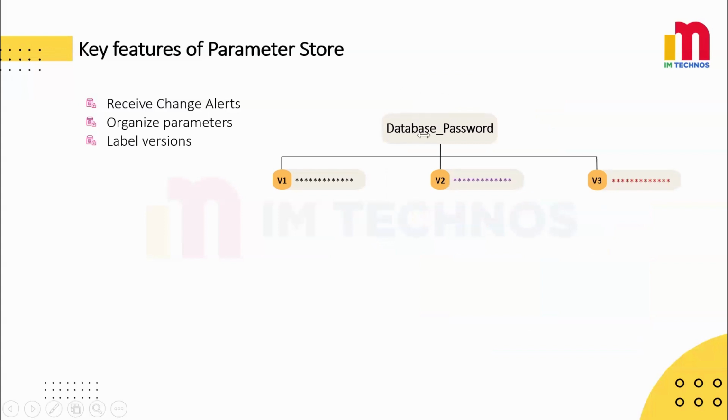Imagine you are working with a parameter called database password, and over time, you have created multiple versions due to various updates. After a while, it can become challenging to remember why these versions were created or what each one represents. That's where labeling versions comes in handy. With labels, you can assign a meaningful alias to specific parameter versions to make them easier to manage and identify. For example, for V1, you can add initial password for development. For V2, it's password updated for staging environments. And for V3, password updated for production.